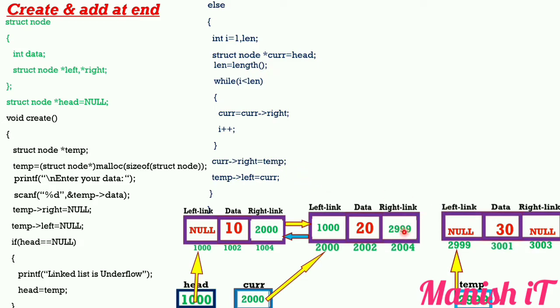How is it looking like this? Whenever 2999 is stored, then a connection in between is created. Whenever our compiler comes to temp->prev, what does it mean? This part stores the address of what? Current is what? 2000. So whenever 2000 is stored here, then the backward connection in between is created.